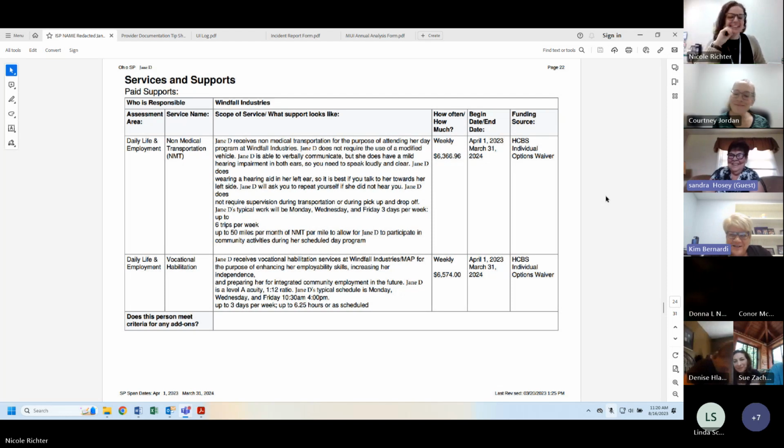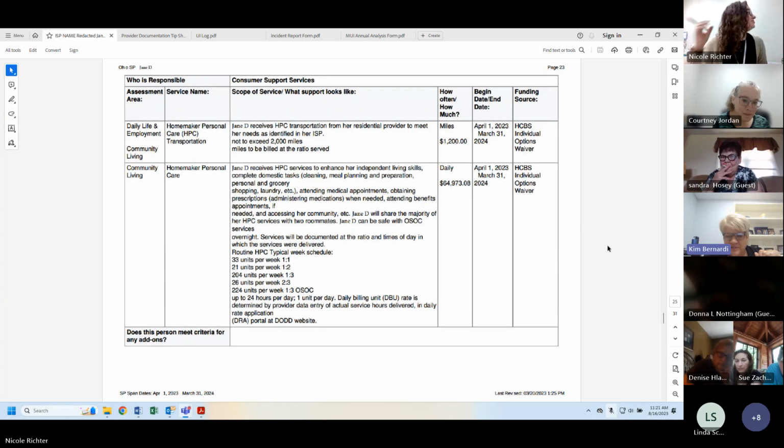So inside the scope of the service is what you're doing with the individual. So Nicole, if we can go to the next page, because that's more HPC, I believe. Okay, here we go. Her homemaker personal care services. She receives HPC services and enhance her independent living skills, complete domestic tasks, cleaning, meal prep, and preparation. So these are also some of the things you're going to pull out and put on your documentation sheets. You're going to help the individual with meal prep, cleaning, taking them grocery shopping.